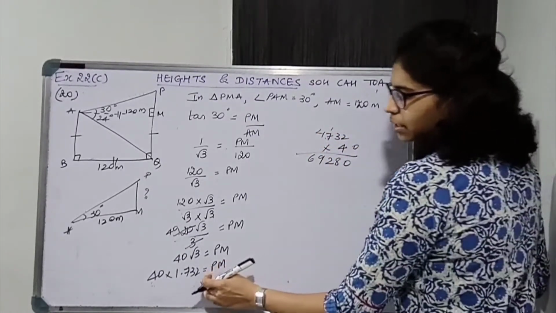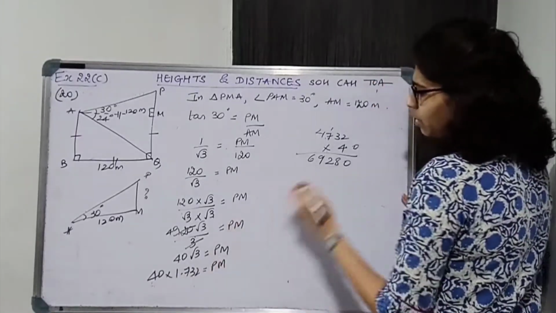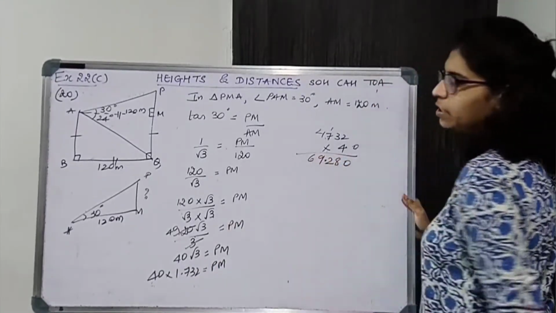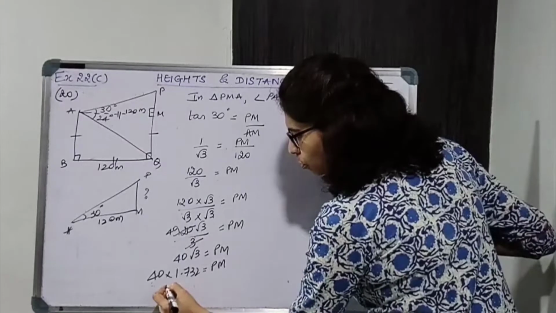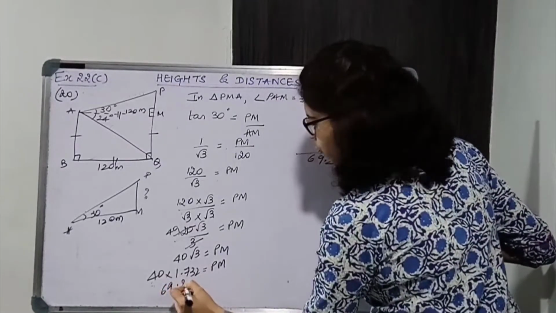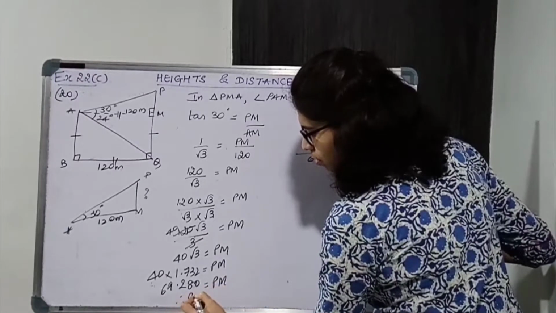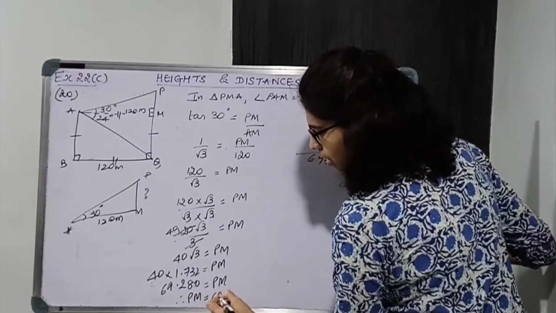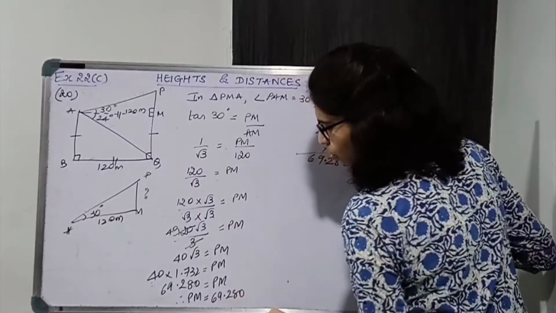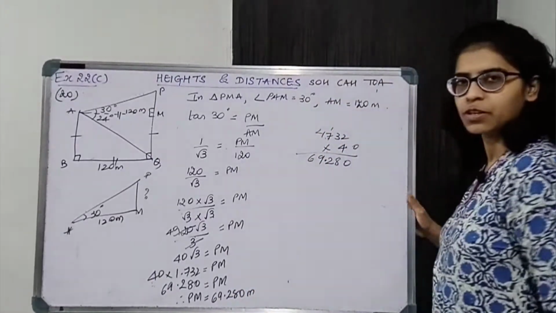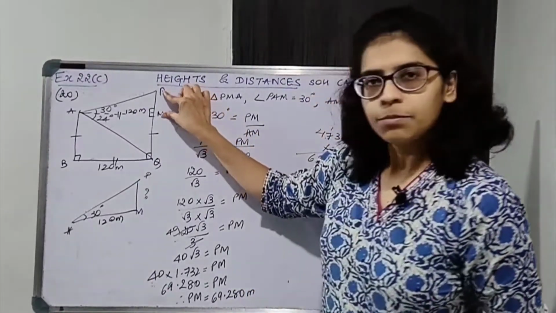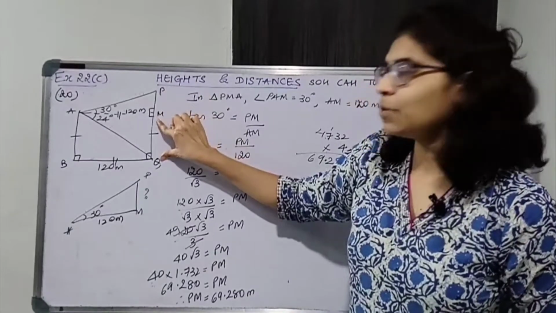Okay. Decimal point after 3 digits from right. So 3 digits from right. Find the decimal point. So 69.280 is equal to PM. PM is equal to 69.280 meters. ये मिल गया. Okay. Now we need to find MQ.